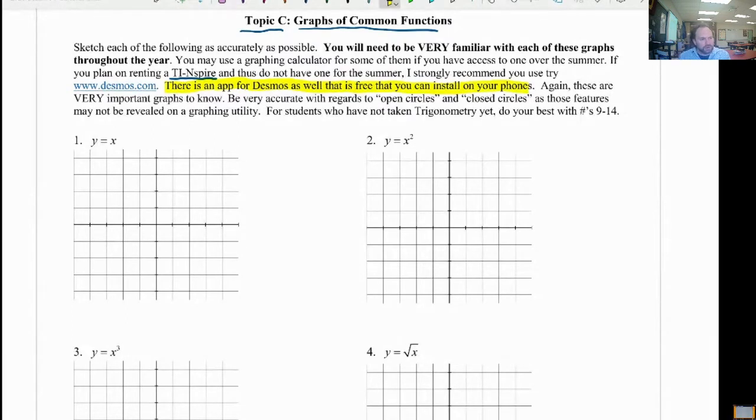So today we're just going to graph a bunch of functions. These are graphs that I don't like to use the word should because it's got kind of a punishment thing to it. But these are graphs that I want you to be really familiar with going into the course.